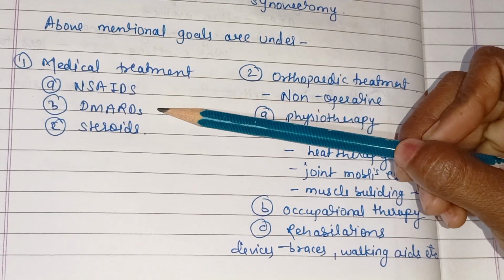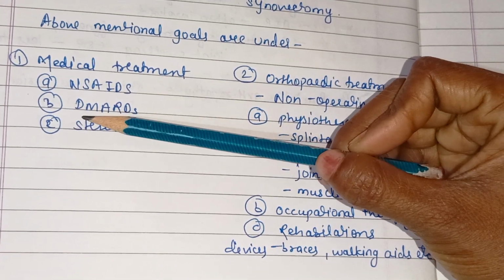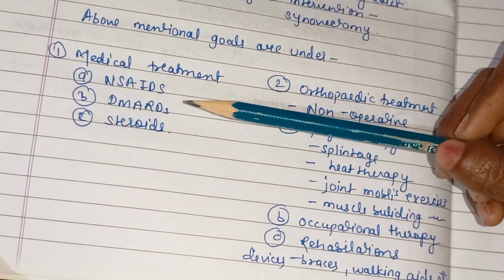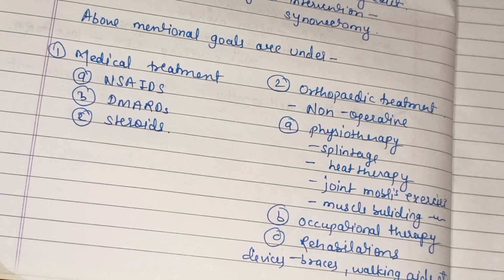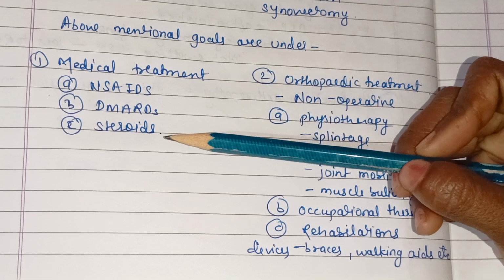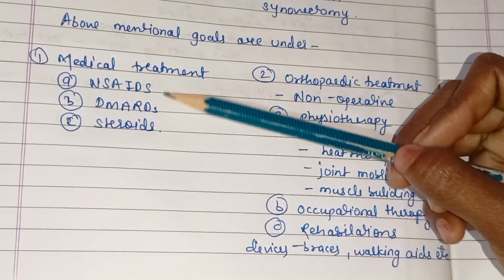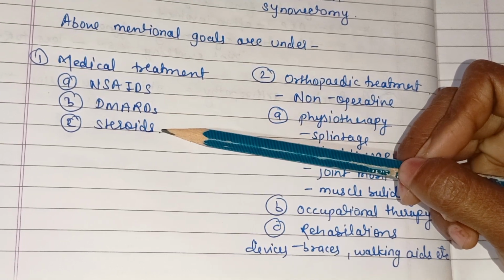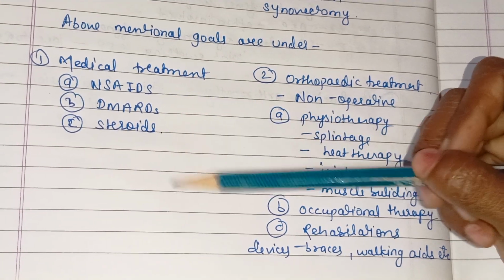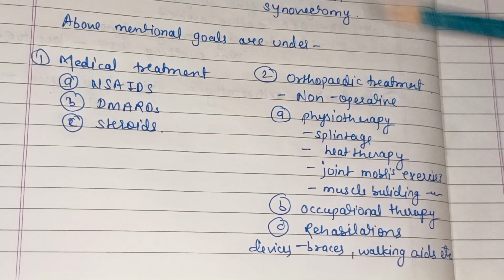In medical treatment, we are going to give drugs like non-steroidal anti-inflammatory drugs, disease modifying anti-rheumatic drugs, and the third is the steroids. And all these drugs are given in the medicine textbook. You can learn this from the medicine textbook, which is very important from the view of medicine.